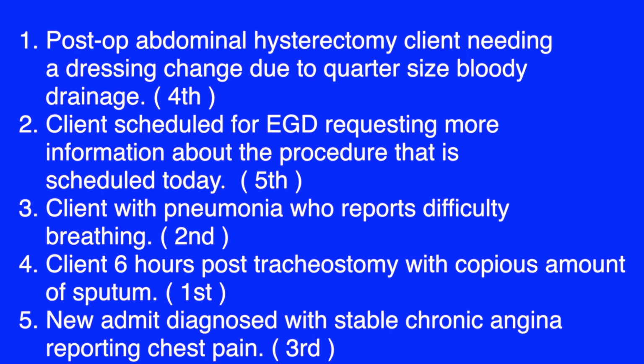Okay, 4's got to be first because remember, they're a tracheostomy client with lots of sputum. That is an airway problem. They could die first. Next would be our client with pneumonia who reports trouble breathing. That is a breathing problem. Okay, if those 2 weren't an option, the next person I would see is my new admit diagnosed with chronic stable angina who's saying that they have some chest pain. That is a circulation problem.